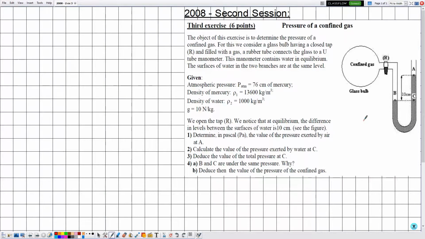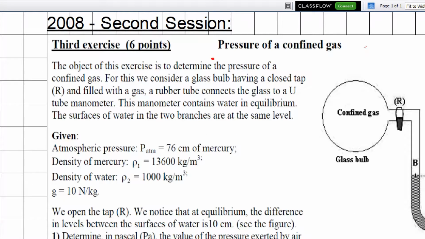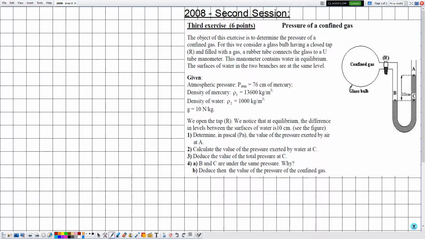In this one, we are going to solve an exercise related to mechanics and the chapter of pressure and liquid. This exercise was from the brevet exams in 2018, second session, third exercise. The title of this exercise is Pressure of a Confined Gas. The object of this exercise is to determine the pressure of a confined gas.